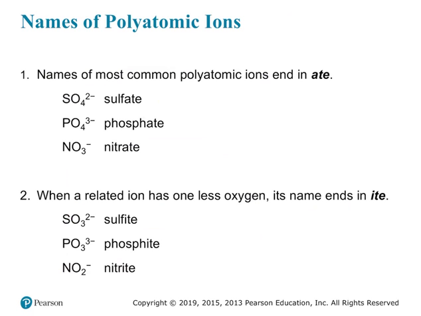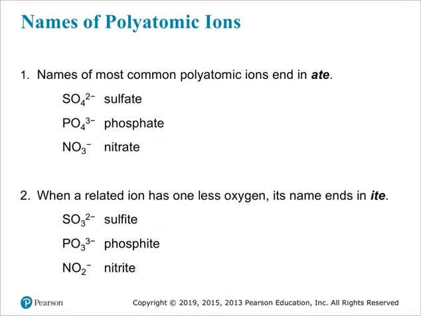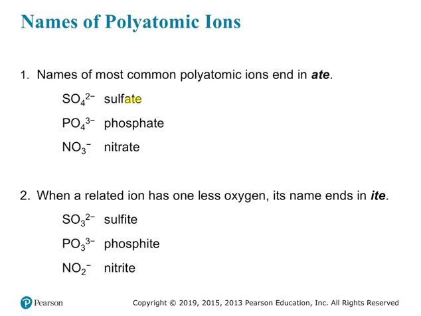Now, one thing to notice is that most common polyatomic ions end in ATE. So SO4 2-, that's sulfate. PO4 3 minus is phosphate. NO3 minus is nitrate. Now, if there's a related ion with one less oxygen, then we're going to change the end of the name to ITE, ite.